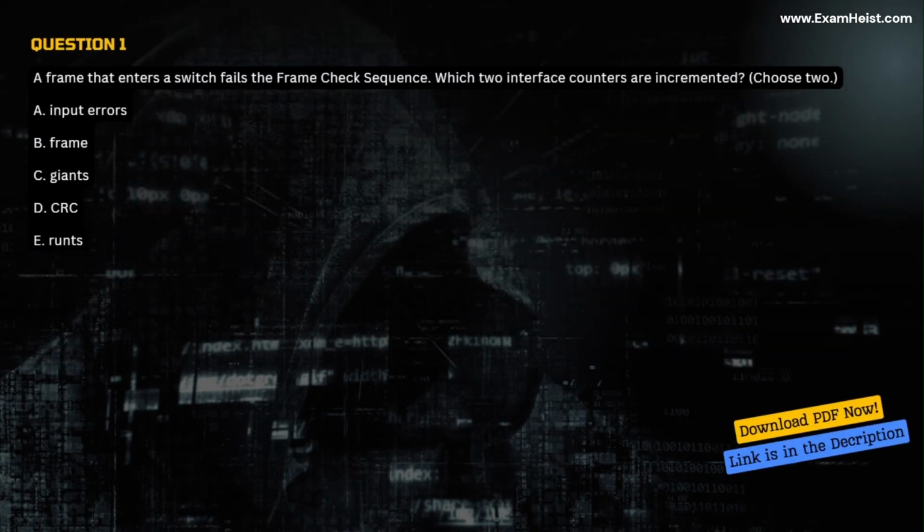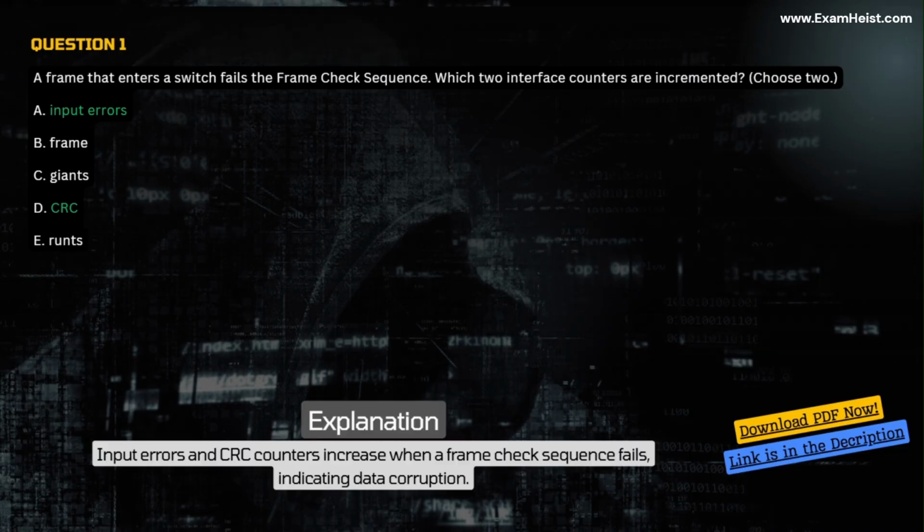Question 1. A frame that enters a switch fails the frame check sequence. Which two interface counters are incremented? Choose 2. A. Input errors. B. Frame. C. Giants. D. CRC. E. Runts. Correct answer A and D: input errors, CRC. Explanation: input errors and CRC counters increase when a frame check sequence fails, indicating data corruption.